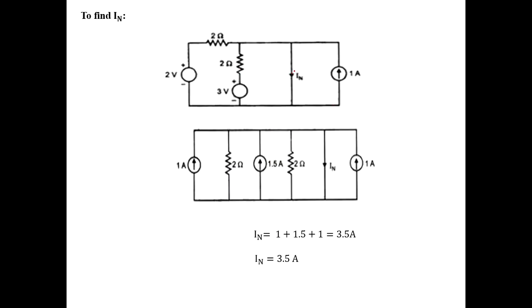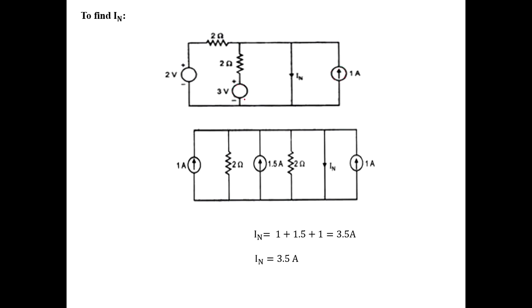Here we have to mark this as I Norton. In this place we have to calculate the Norton current. To calculate the Norton current we can use the mesh method. But in this circuit, just using KCL we can calculate the I Norton current, because this is the current source.